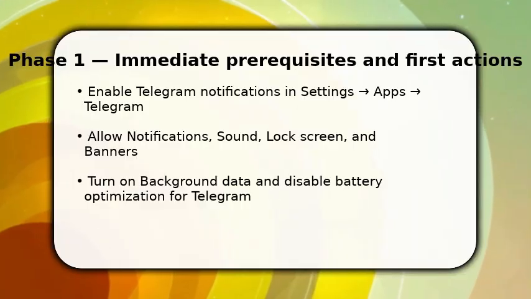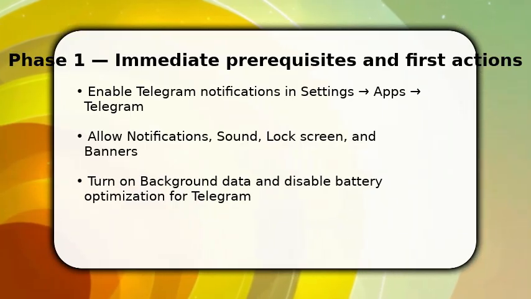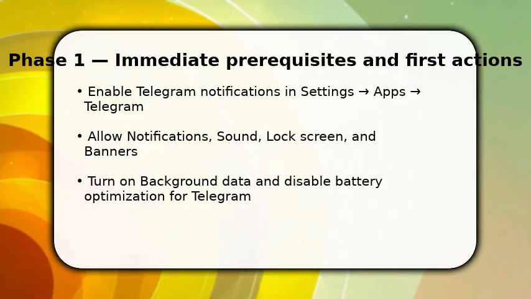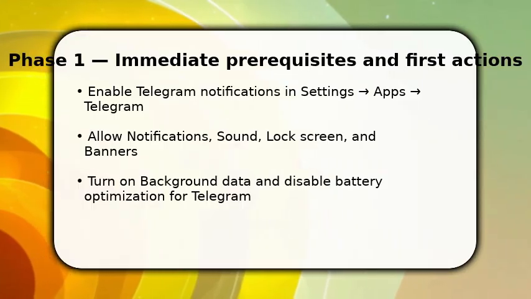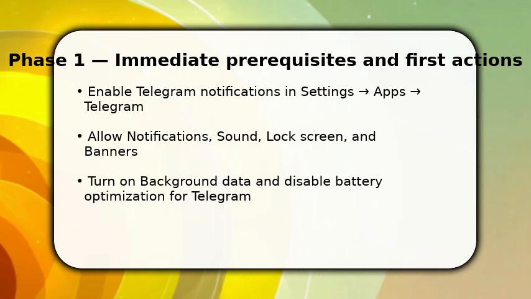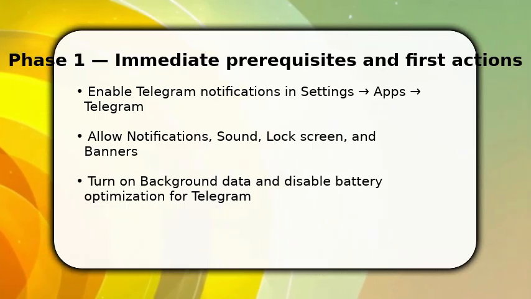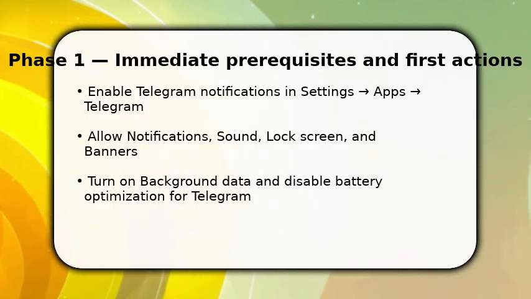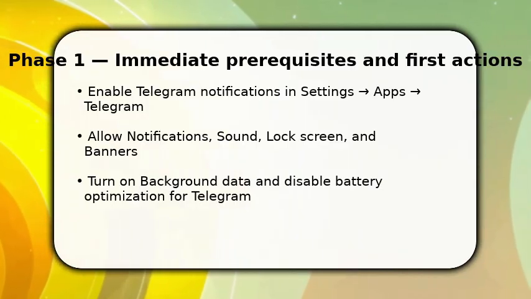You start by confirming the essential prerequisites: app-level permissions and background access. Open your phone settings, find Telegram, and make sure notifications, sound, and lock screen visibility are enabled. Once done, go to data usage and allow background data so messages can arrive when the app is not open.